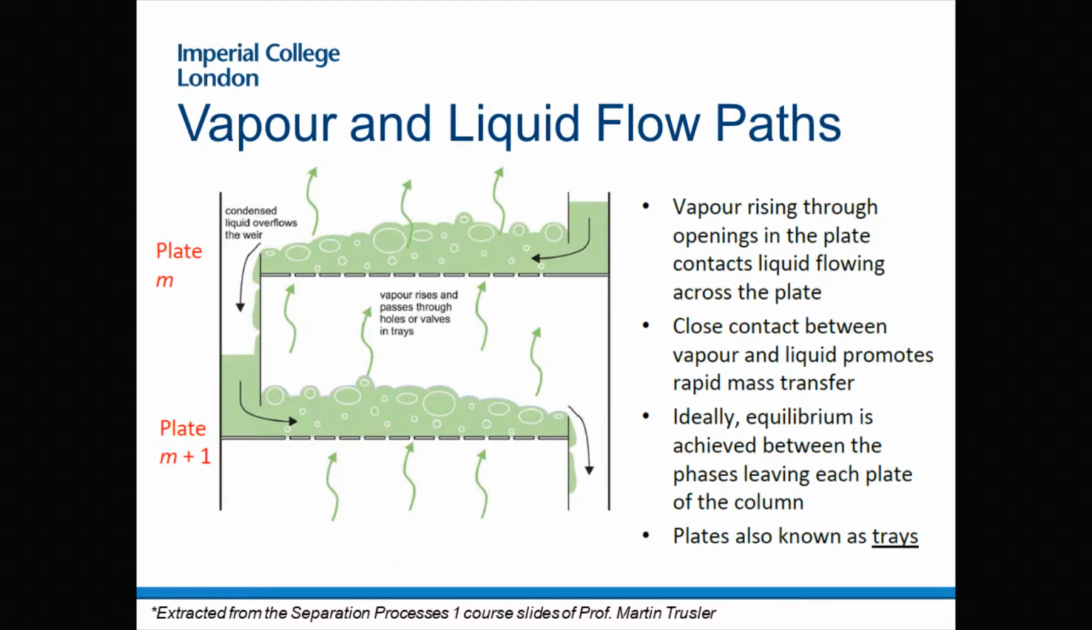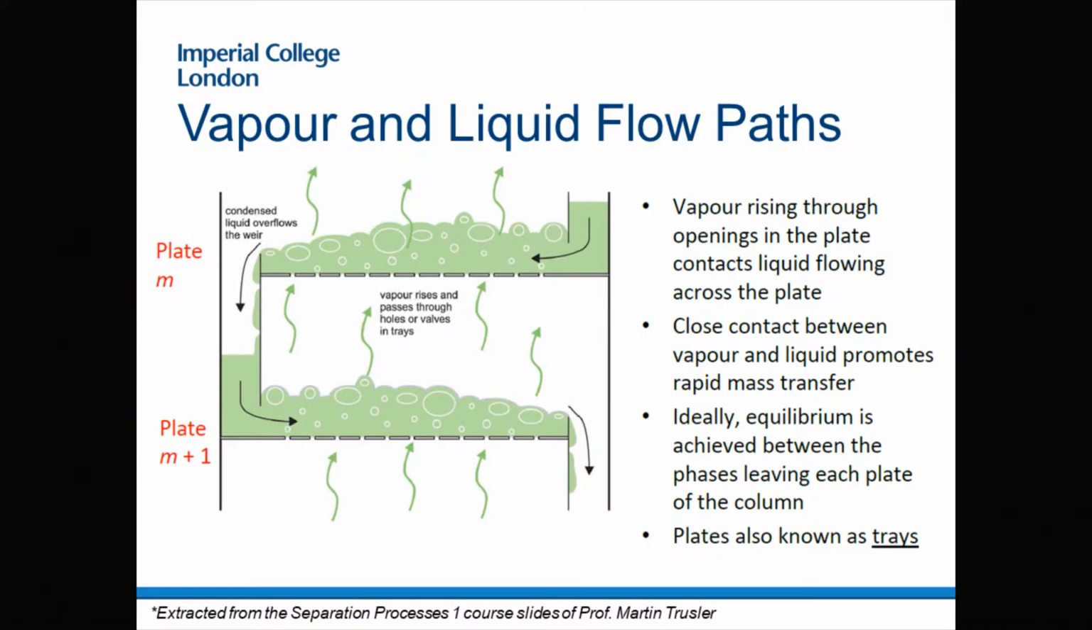In a plate column, plates provide contact between rising vapor and descending liquid. For example, the liquid flows across the plates, while the vapor is in contact with the liquid by rising through the openings in the plate. The mixing between vapor and liquid streams enables rapid mass transfer to take place.